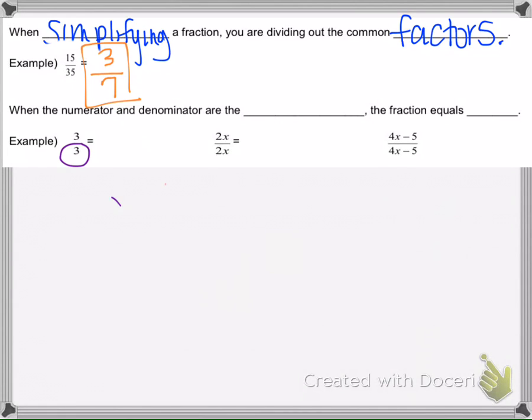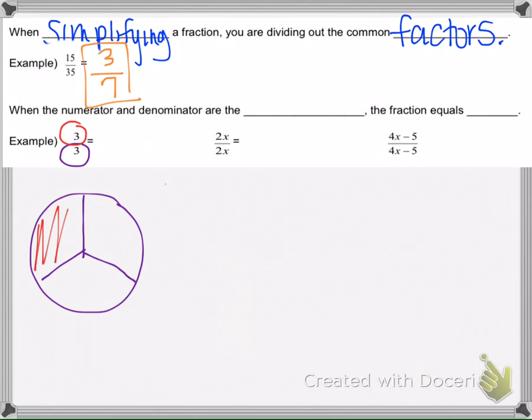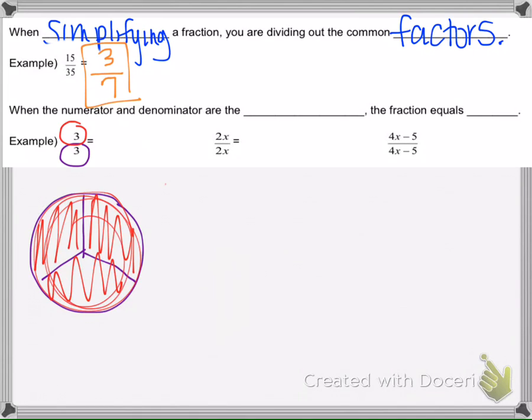Okay, and also another idea I wanted to go over with you. Remember, the denominator tells us we have 3 equal parts, and then the numerator says we're going to eat 3. So isn't that the same thing as, oh, we ate the whole thing? So when you have the same number in the numerator and the denominator, they divide and make 1. So the answer is 1. Well, that is going to happen.